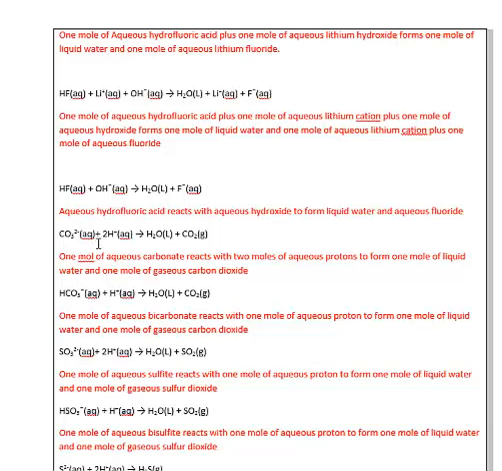1 mole of aqueous carbonate plus 2 moles of aqueous protons form 1 mole of liquid water and 1 mole of gaseous carbon dioxide. 1 mole of aqueous bicarbonate reacts with 1 mole of aqueous proton to form 1 mole of liquid water and 1 mole of gaseous carbon dioxide. 1 mole of aqueous sulfite reacts with 2 moles of aqueous protons to form 1 mole of liquid water and 1 mole of gaseous sulfur dioxide.